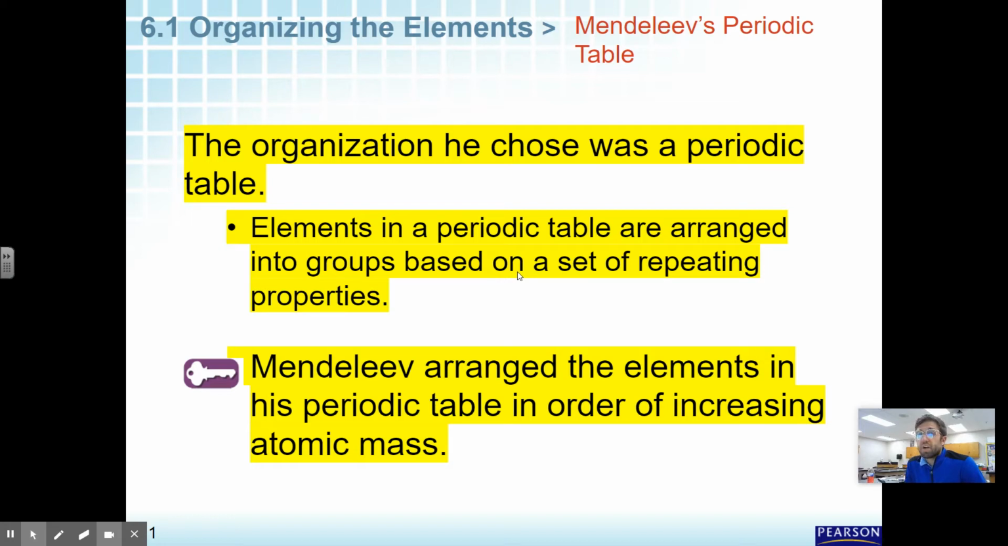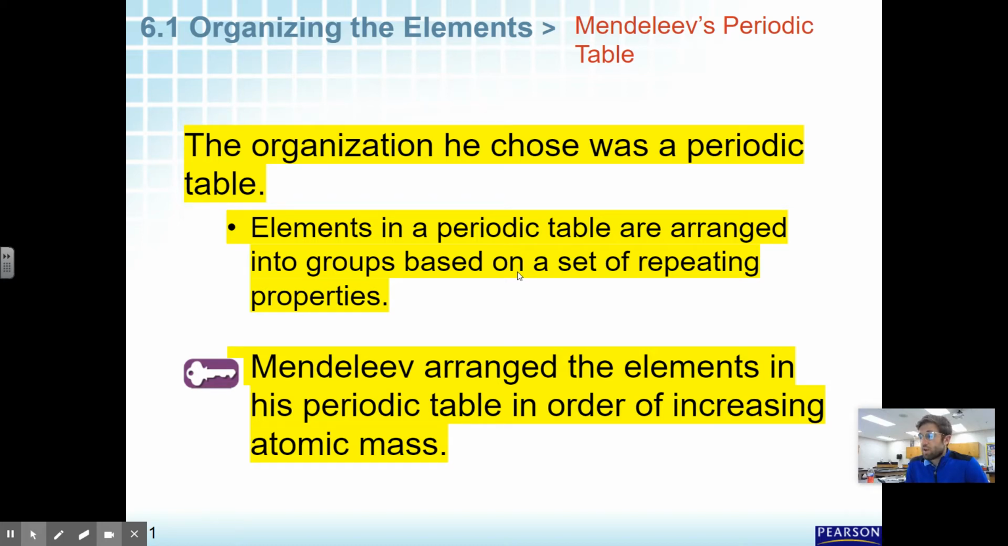And we know the periodic table today, the elements are arranged in groups based on a set of properties that they have in common. So each group has properties that they have in common based on the number of valence electrons that they have in their outer shell. That's why they behave chemically the same way. And Mendeleev arranged the elements in his periodic table in order of increasing atomic mass.